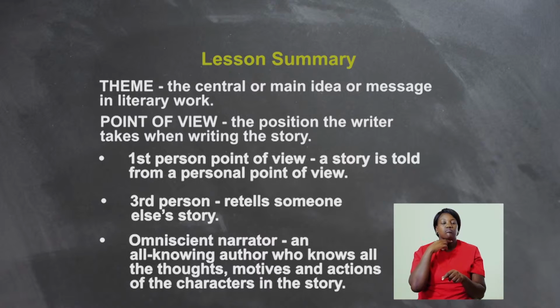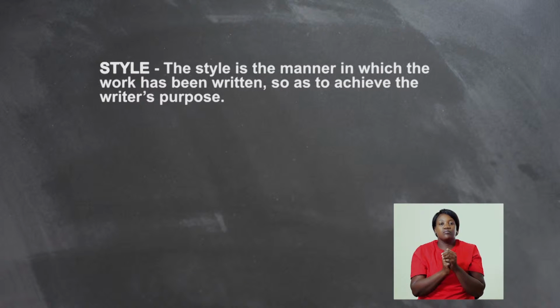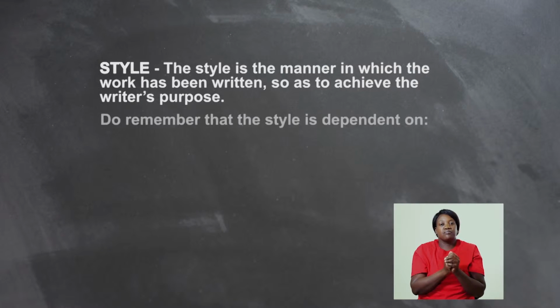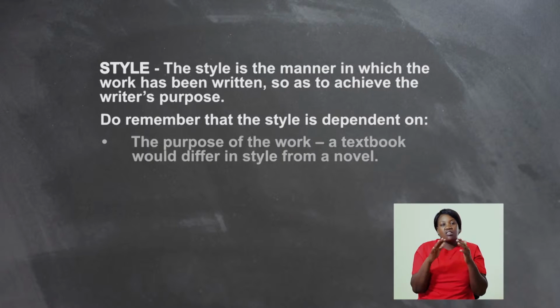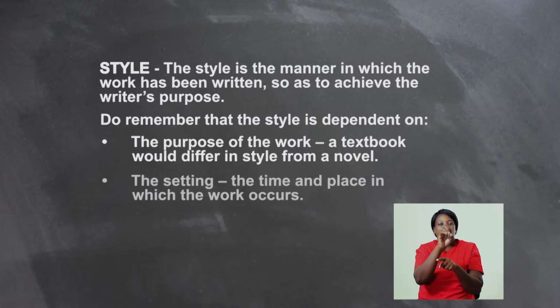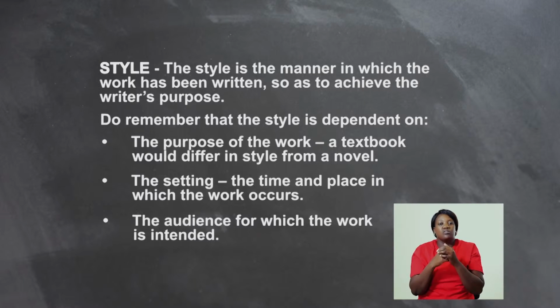The omniscient narrator is an all-knowing author who knows all the thoughts, motives, and actions of the characters in the story. The style is the manner in which the work has been written, so as to achieve the writer's purpose. Do remember that the style is dependent on the purpose of the work. A textbook would differ in style from a novel, the setting, the time and place in which the work occurs, and lastly, the audience for which the work is intended. The style of Francis Niati, author of The Other Prisons, is not the same as J.G. Goodacre and S. Makosana, who are the authors of The Calabash.